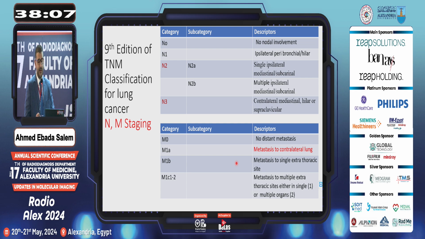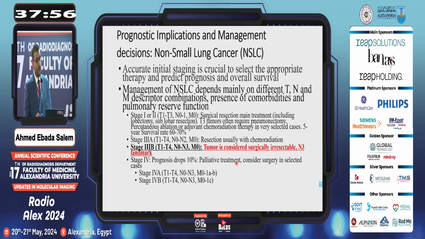M1A is metastasis to a contralateral lung. M1B is metastasis to a single extrathoracic site. M1C is multiple metastases. So how do we manage lung cancers?